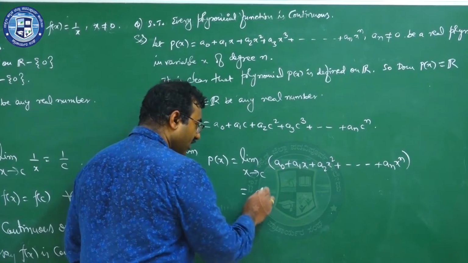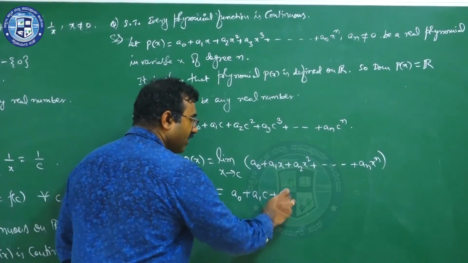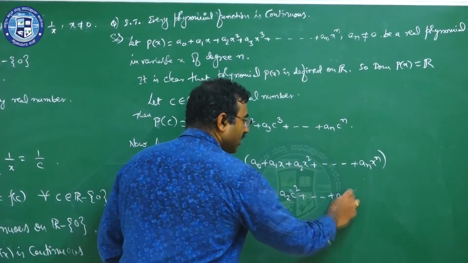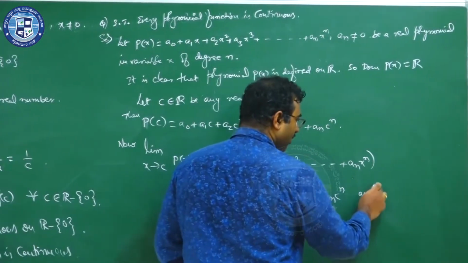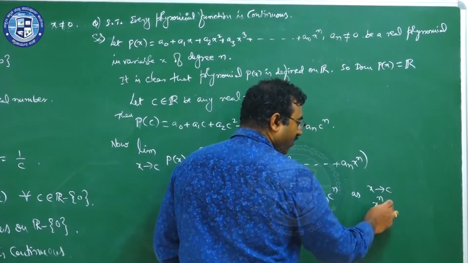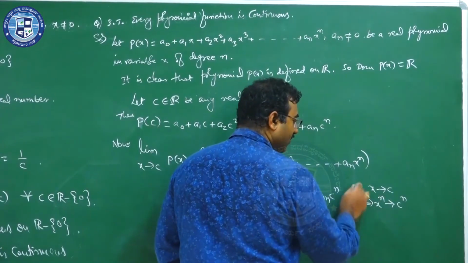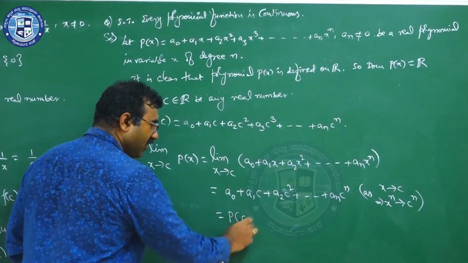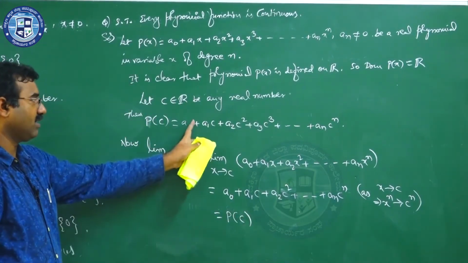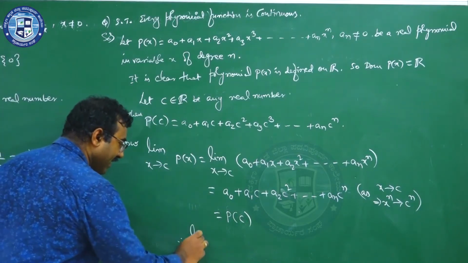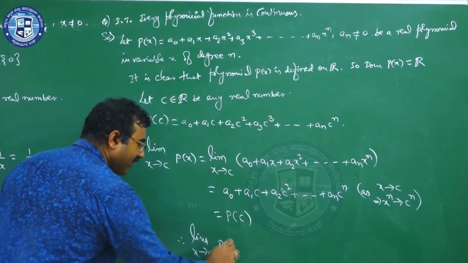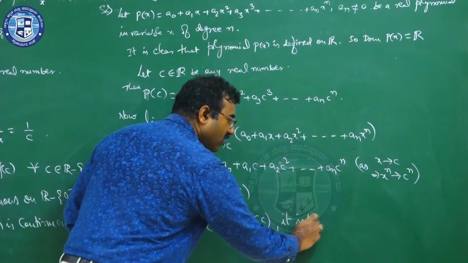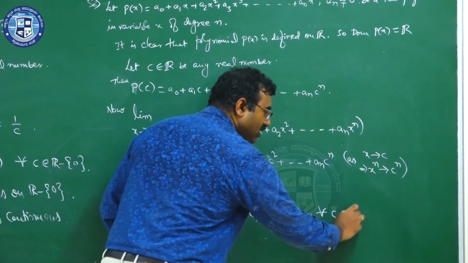So we are getting a0 plus a1c plus a2c squared plus so on, plus an c to the power n, as x tends to c, since x to the power n tends to c to the power n. Now, which is the same as P of c. Therefore, the limit as x tends to c of P of x is equal to P of c. It is true for all c belonging to R.